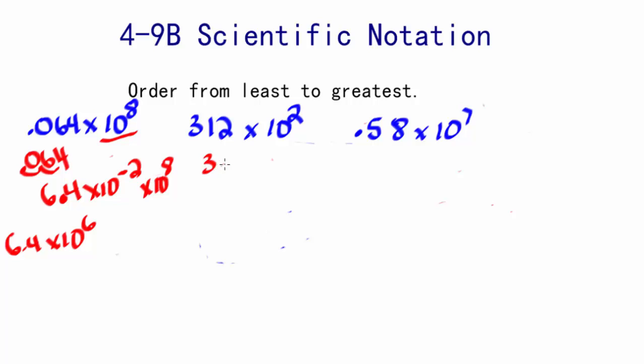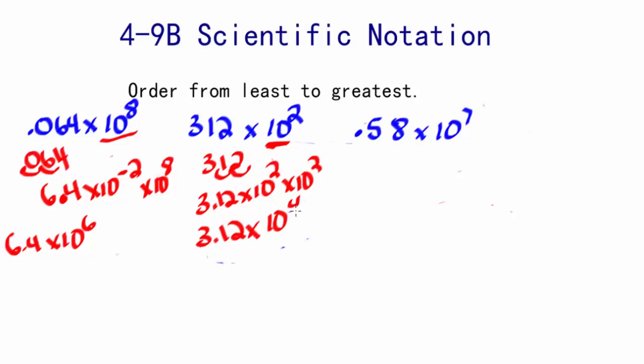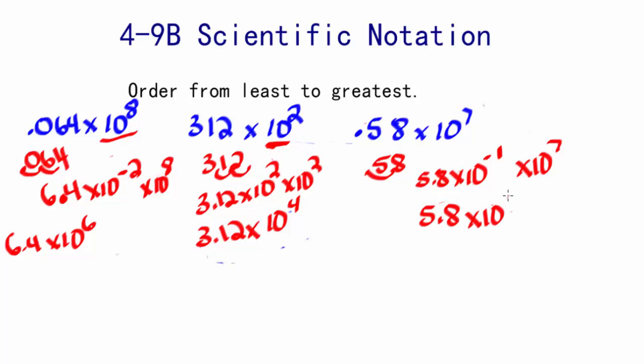Okay, 312 times 10 to the 2nd. Again, this is not in scientific yet, so we have to change 312 to make it 3.12 times 10 squared. So we have this 10 squared and this 10 squared. So that becomes 3.12 times 10 to the 4th. And then this one right here, 0.58, if we want to change that, we got to move it 1 to the right. So that becomes 5.8 times 10 to the negative 1. And if we multiply that times 10 to the 7th, it becomes 5.8 times 10 to the 6th.